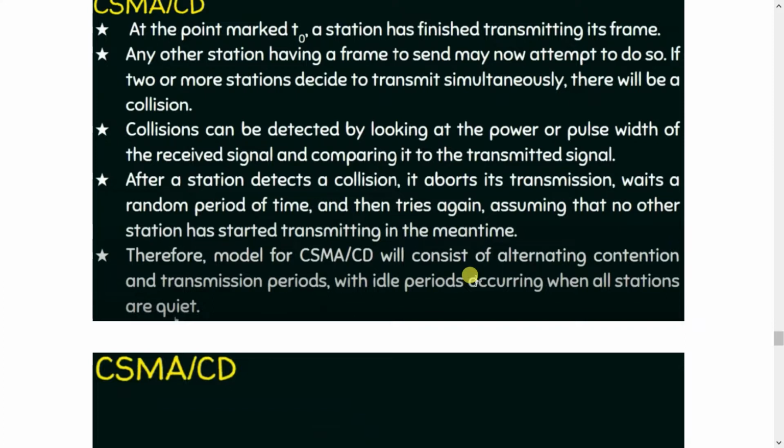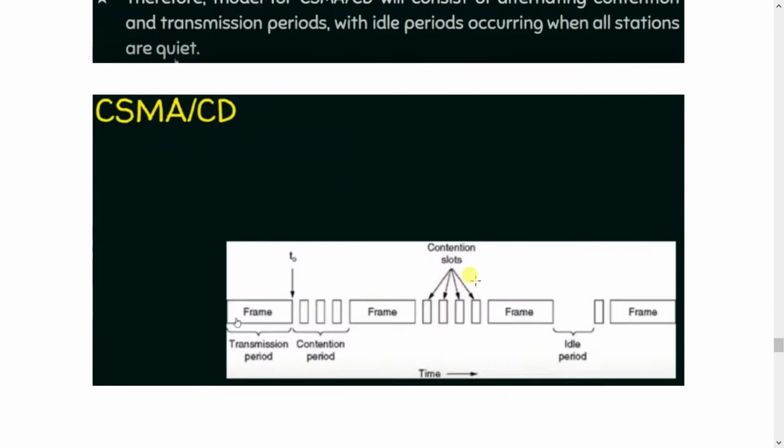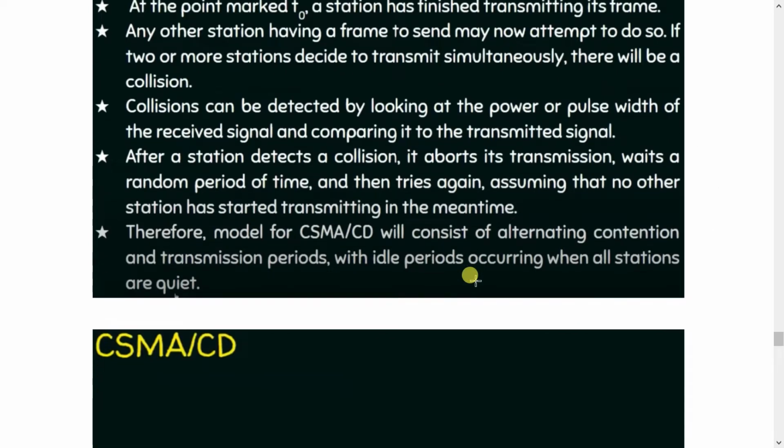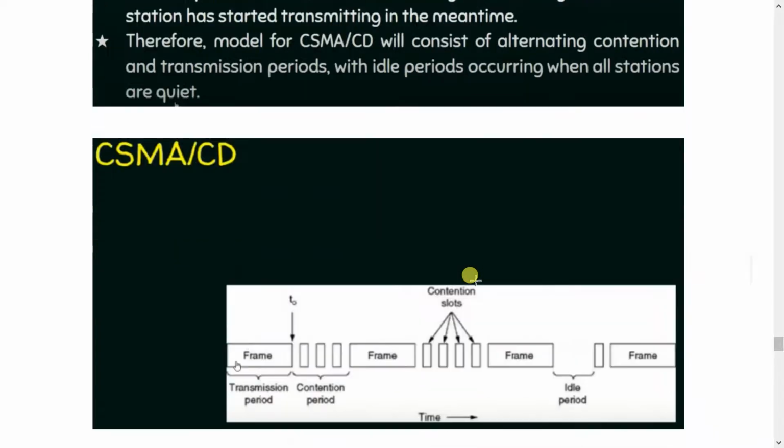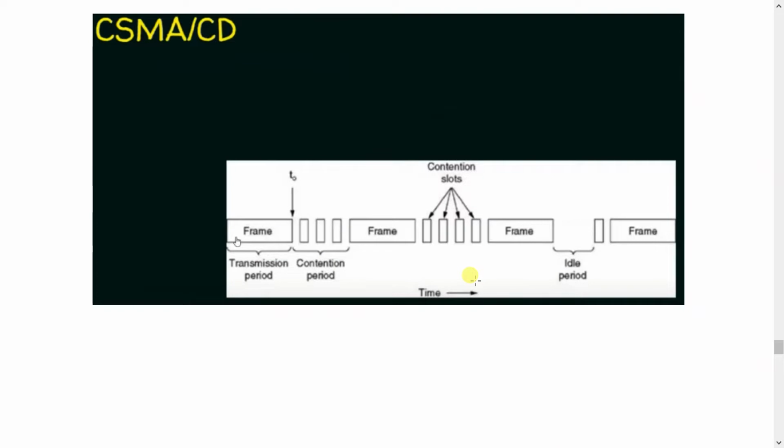After a station detects a collision, it aborts its transmission and then waits a random period of time and then tries again, assuming that no other station has started transmitting in the meantime. Therefore, the model for CSMA collision detection will consist of alternating contention and transmission periods, as I just explained to you here, with idle periods occurring when all stations are quiet. So this is the process, basically, alternating duration of transmission periods, contention periods and idle periods.